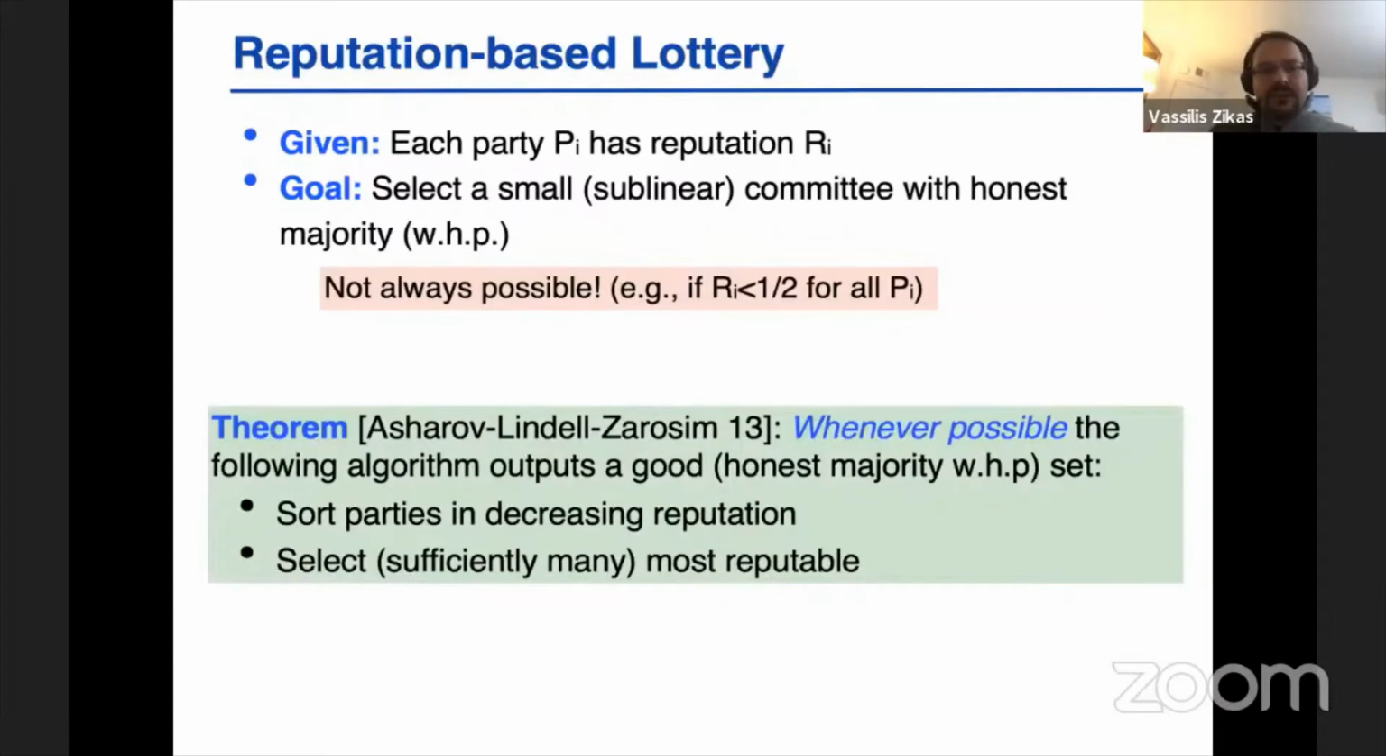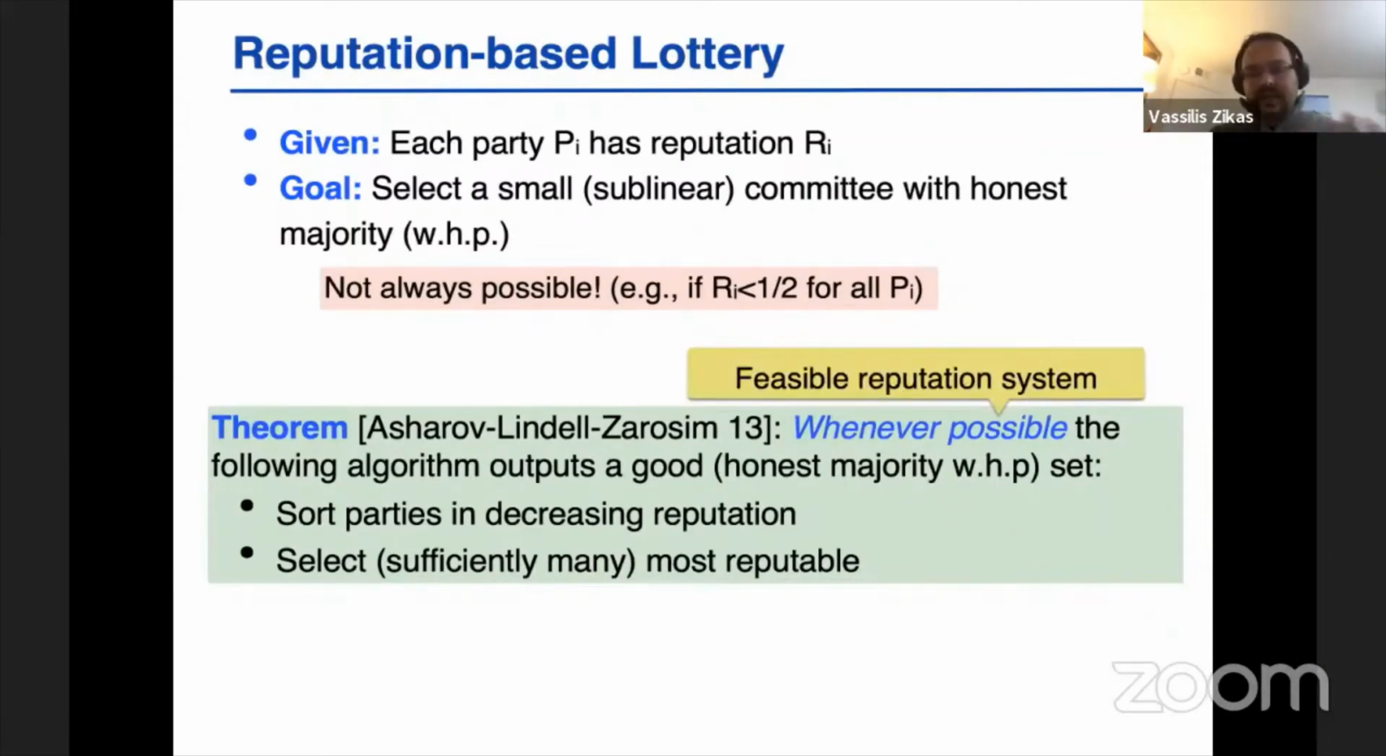Now, the good news is that there is work by Sarov, Lindell, and Zarosim that shows that for all reputation systems which allow such a selection, there is a way to have a selection with honest majority. And it's not that hard to guess. What you do is you just order the parties according to the reputation, and you choose the most reputable ones, as you would expect. So this does give you a way of selecting such a committee. And just as a note, I'm going to be calling these reputation systems feasible reputation systems, the ones that allow us to select honest majority committees.